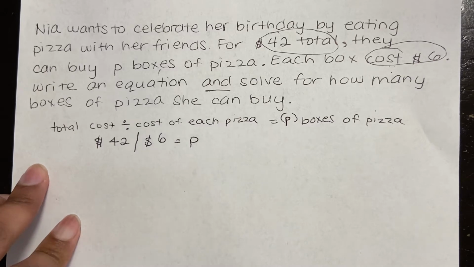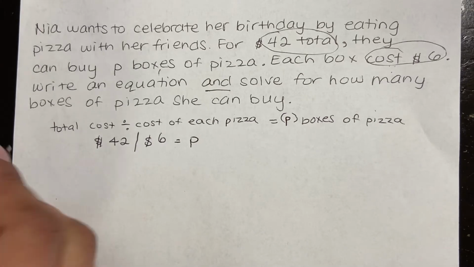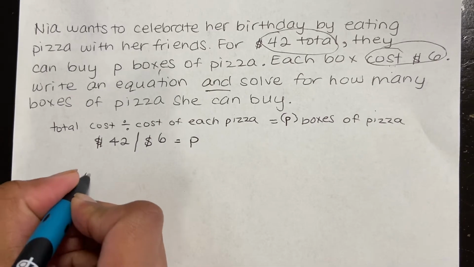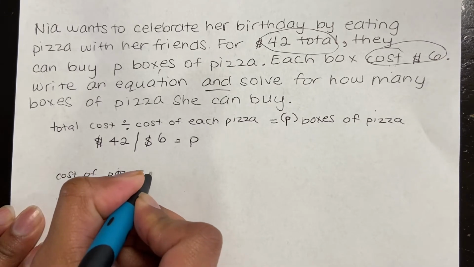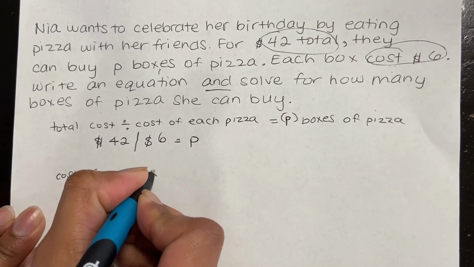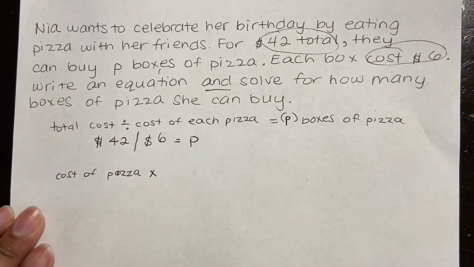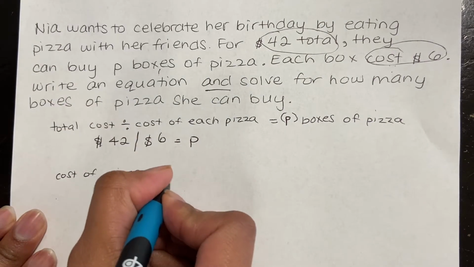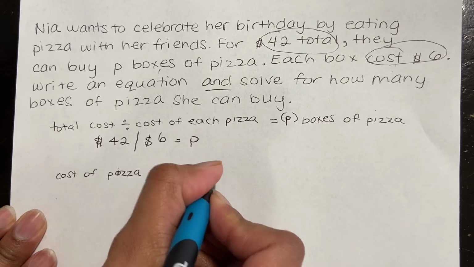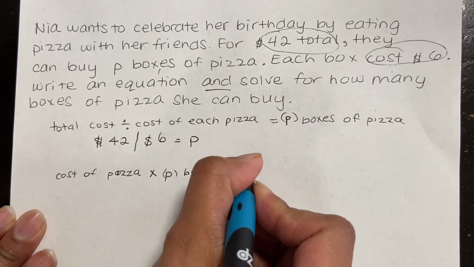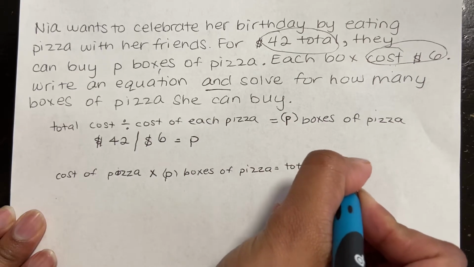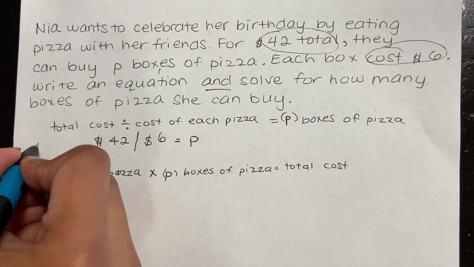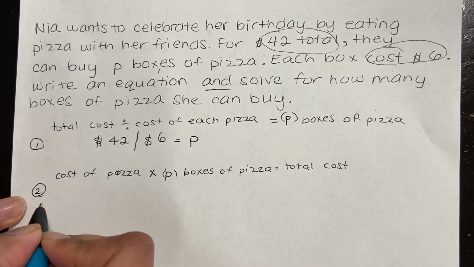Some of you are probably reading this and thinking about another way that we can come up with an equation, which is maybe the cost of each pizza, okay? And if you multiply the cost of each pizza by the number of boxes of pizza, which is P in this case, boxes of pizza, that will give you your total cost. All right? So this is first way, and this could be a possible second equation.